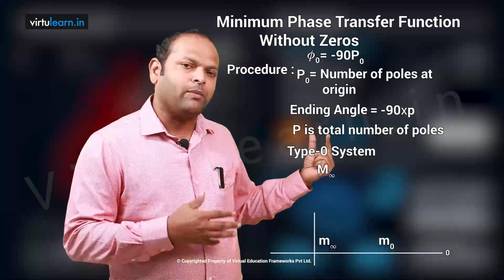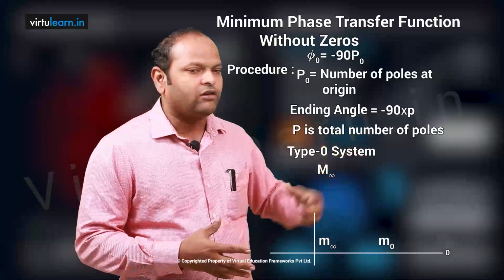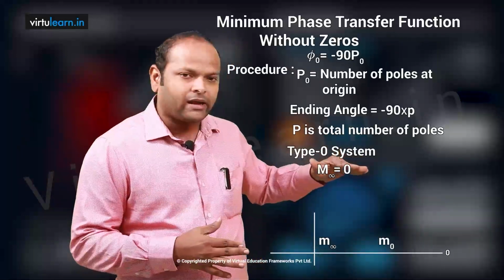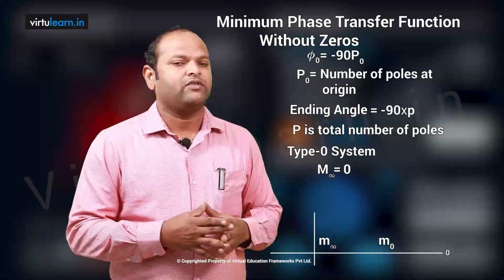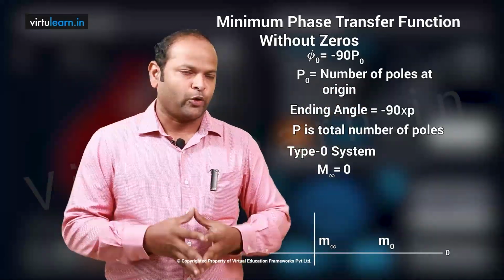Then what is M infinity? That is the ending magnitude, and the ending magnitude is always 0. So we know the starting magnitude, ending magnitude, starting angle and ending angle. With this information I can easily sketch the polar plot.